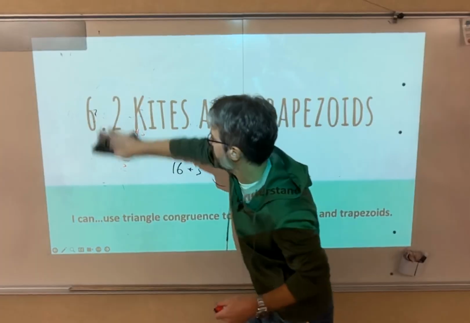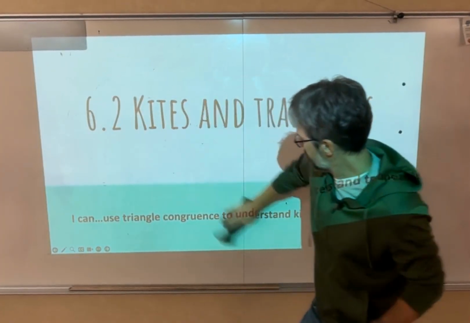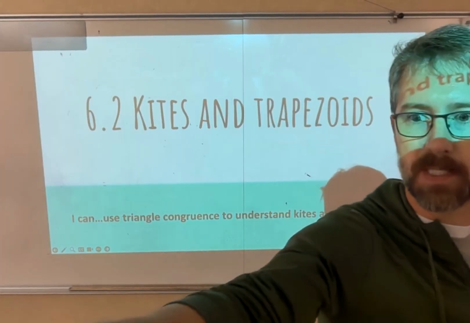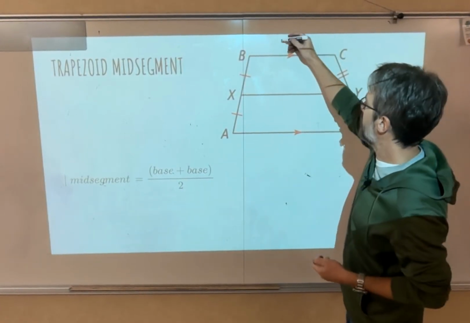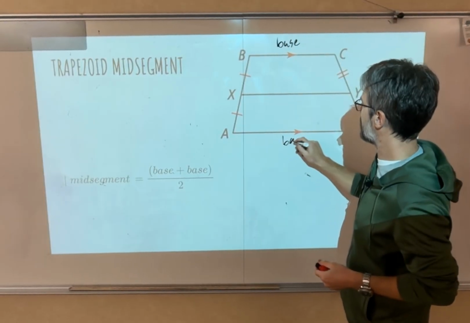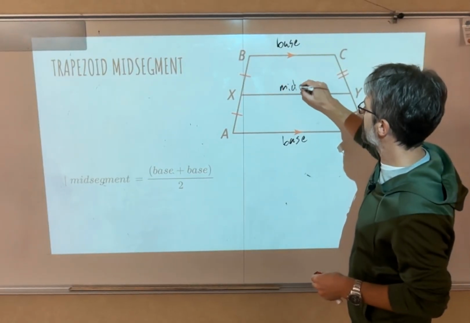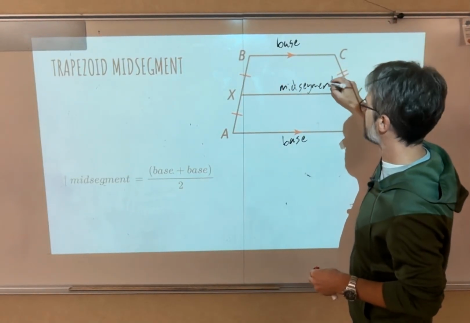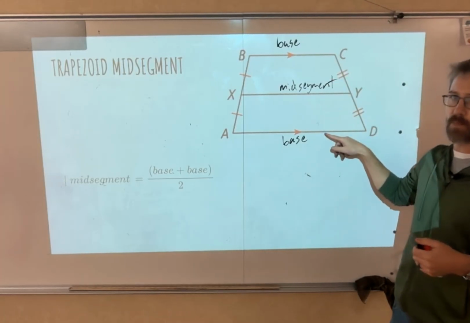In this video, we are going to talk about mid-segments of trapezoids. So what is a mid-segment? In this diagram, the top and the bottom are bases. The one that goes through the middle is the mid-segment. Now the length of that mid-segment is the average of the two bases.